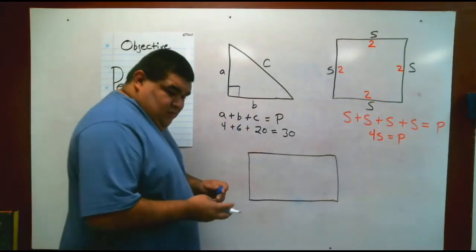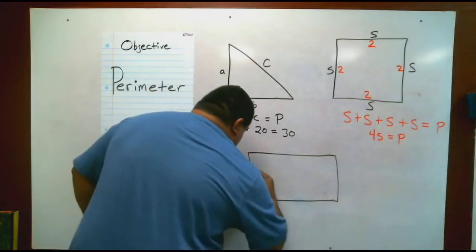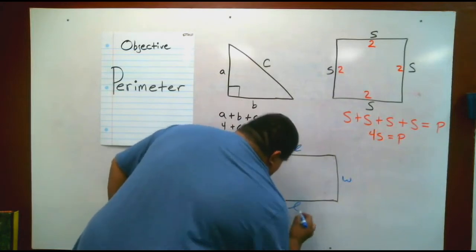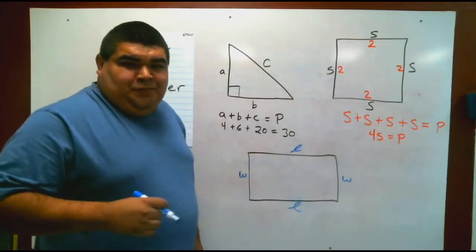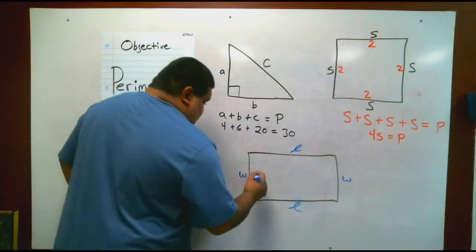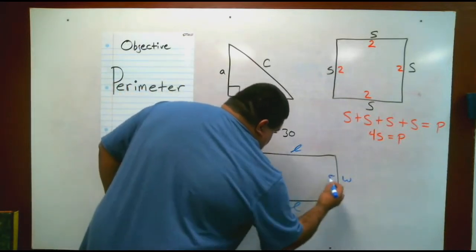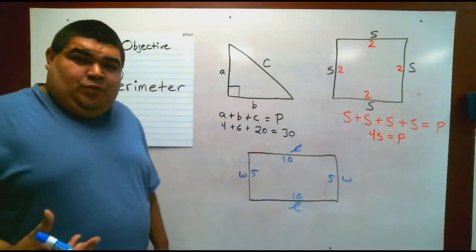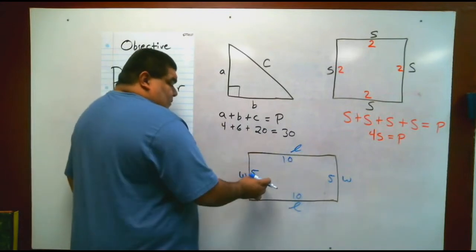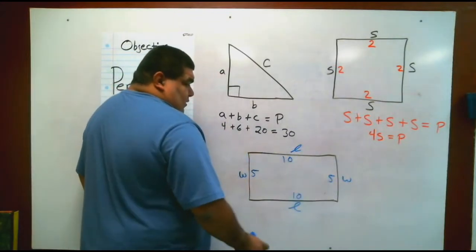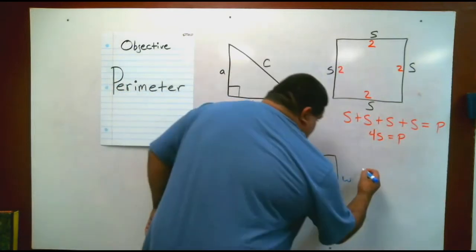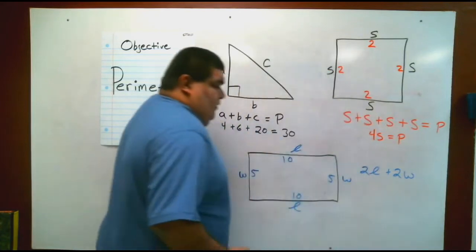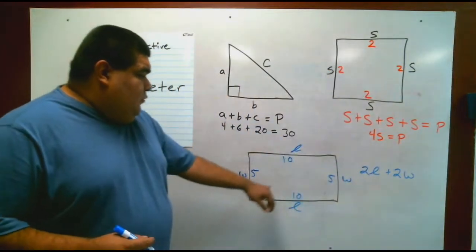And again, our last one, if we have width and length, so a fancy L. Again, if the width is 5, the length is 10. Again, we can do it one of two ways. We can say 10 plus 5 plus 10 plus 5. Or we can say 2 times length plus 2 times width.